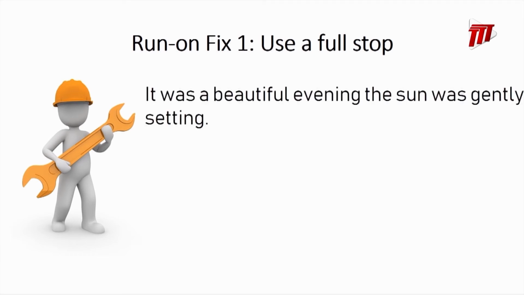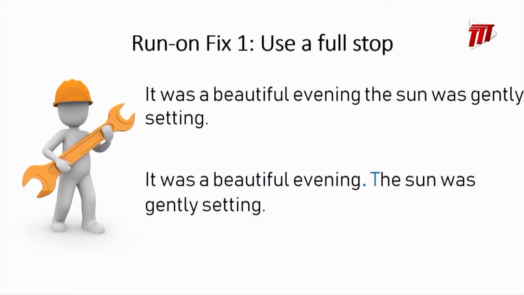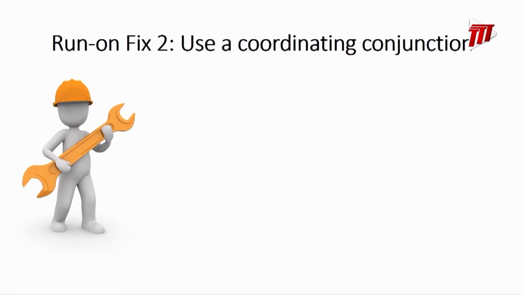Let's look at this run-on sentence and how it can be fixed by using a full stop. It was a beautiful evening, the sun was gently setting. Classic run-on sentence. Two independent clauses not properly joined. It was a beautiful evening. The sun was gently setting. And that's an easy fix. And whenever you're in doubt about when to separate your run-on sentences, the full stop is often the best bet because it's the simplest one to remember. But if you want to challenge yourself some more, we can try another way.